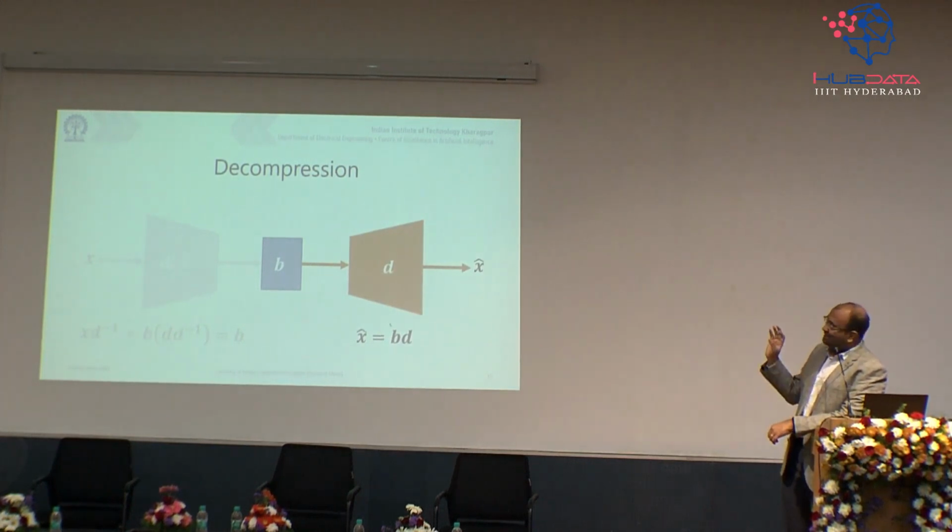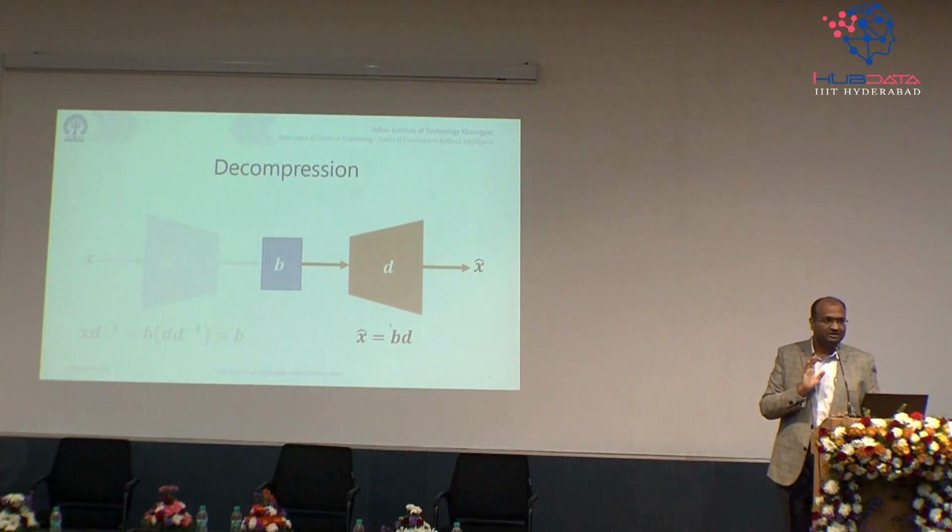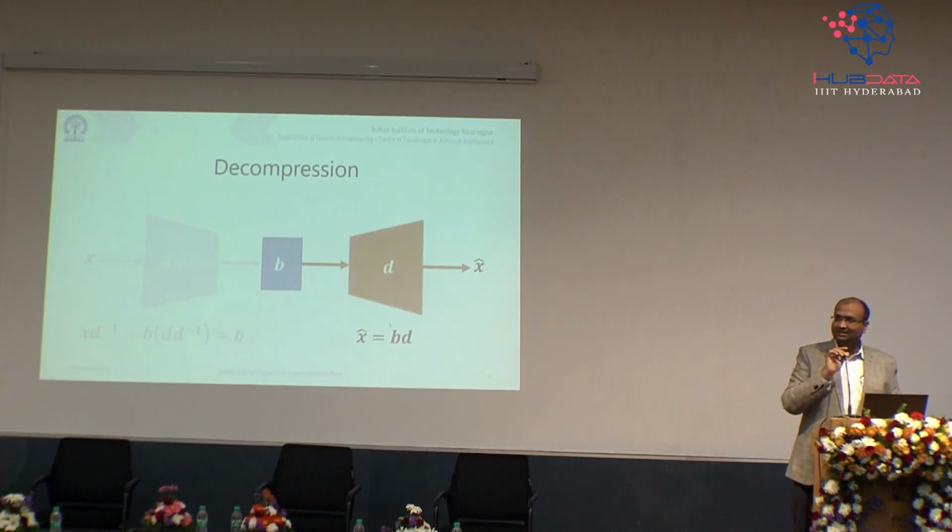Now, under general conditions, X will not be equal to X hat. There will be some error left over. And this kind of a thing where you still have some error left over is called lossy compression. There are other mechanisms. There is this very famous Huffman coding, and arithmetic coding, for compression, which will not have any error left over. And that's what is called a lossless compression mechanism.